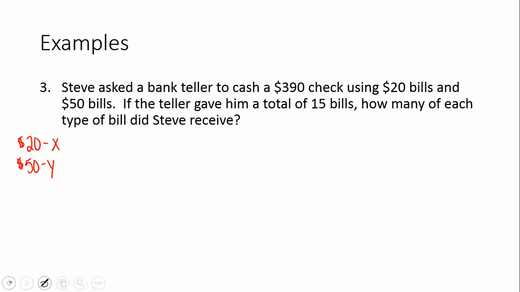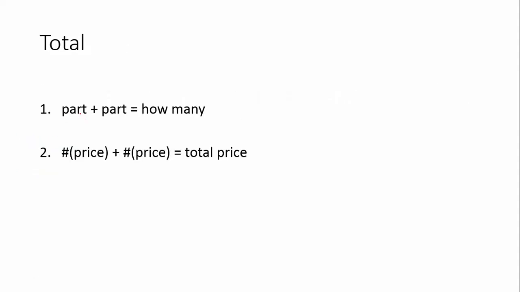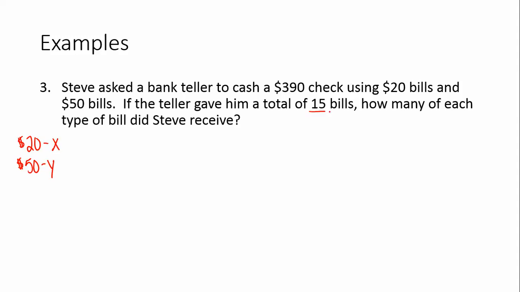Now if we go back, we need to know how many 20s and how many 50s are going to add up to how many total he got. And it says here he got 15 bills. So that means that however many 20s plus however many 50s should equal 15 bills.